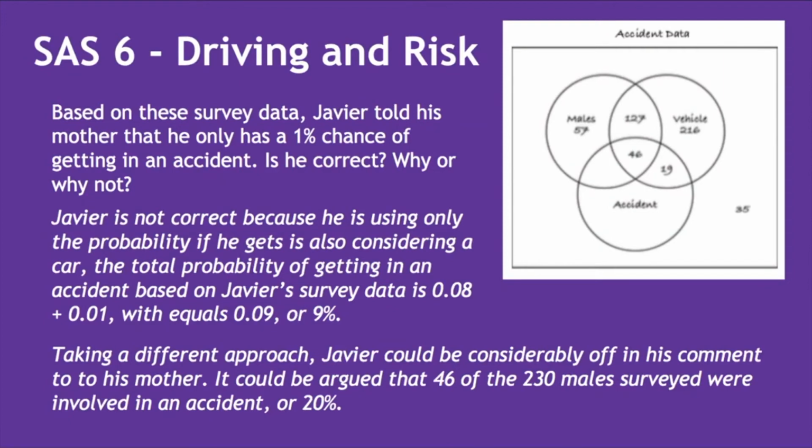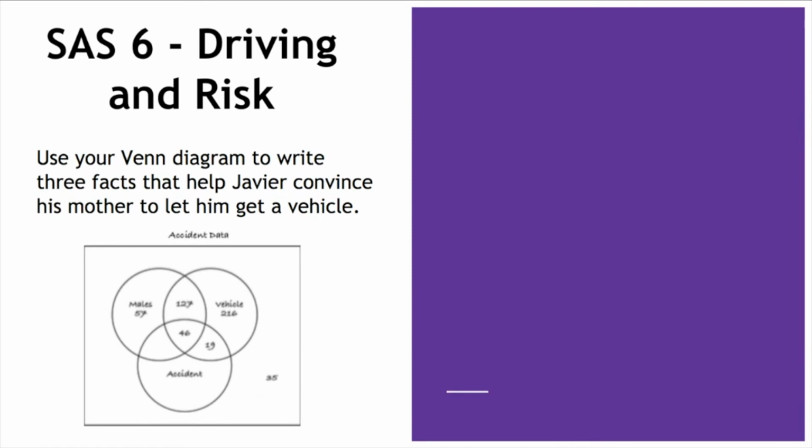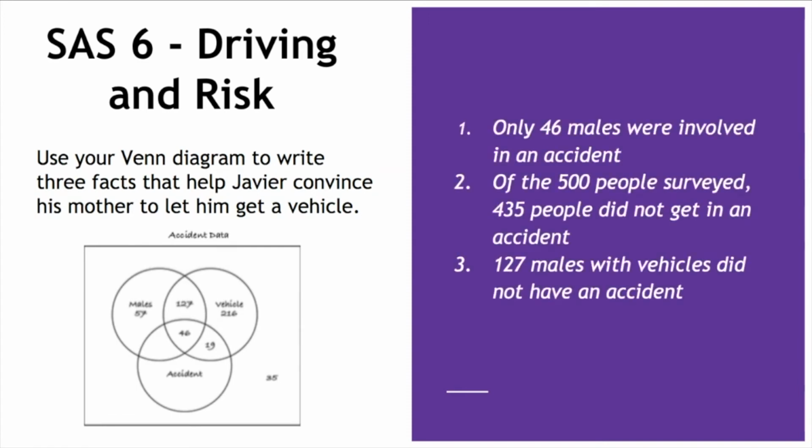Taking a different approach, he could be considerably off in his comment to his mother. It could be argued that 46 of the 230 males surveyed were involved in an accident, or 20%. That's a more likely argument his mother will use against him. Use your Venn diagram to write 3 facts to help Javier convince his mother to let him get a vehicle. Here are a few. Only 46 males were involved in an accident out of 500. Of the 500 people surveyed, 435 people did not get into an accident. And 127 males with vehicles did not have an accident.